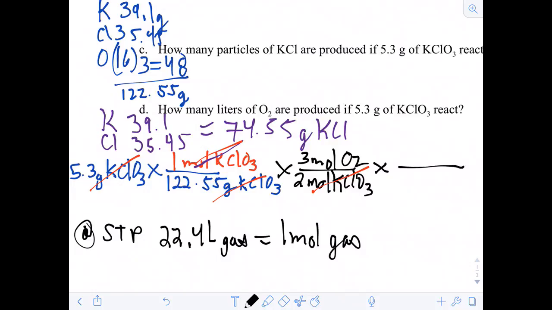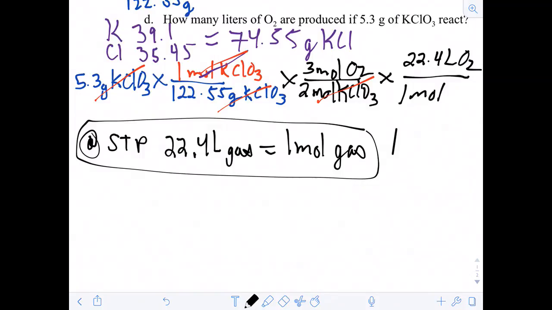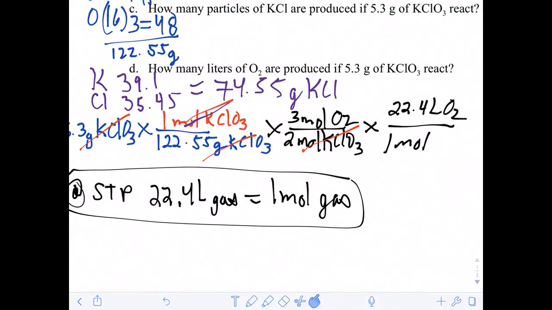Does 22.4 have to be in there? Yes. Yep. So you're going to use this relationship right here. On top? Good. You're going to put 22.4 on top? Yeah. Okay. So 22.4 liters of O2. How many moles of O2 is that? One. 1 mole, exactly. So 1 mole of O2 is 22.4 liters. So now you can see moles of O2 cancels. There's one on the top, there's one on the bottom, and I'm left with liters of O2.